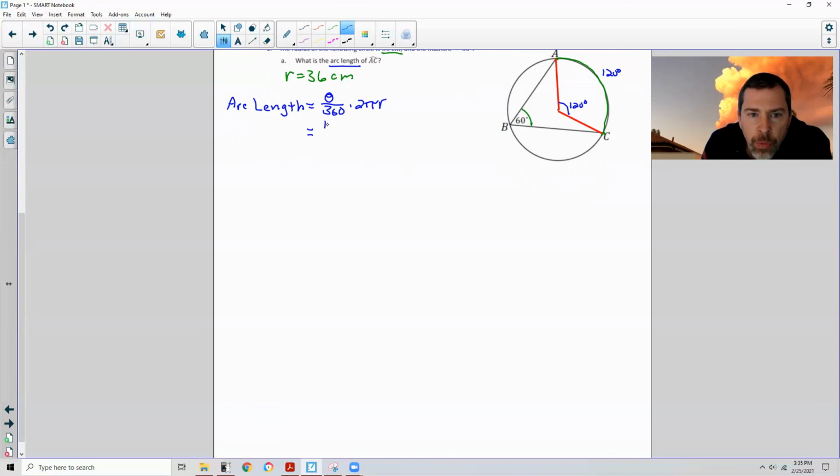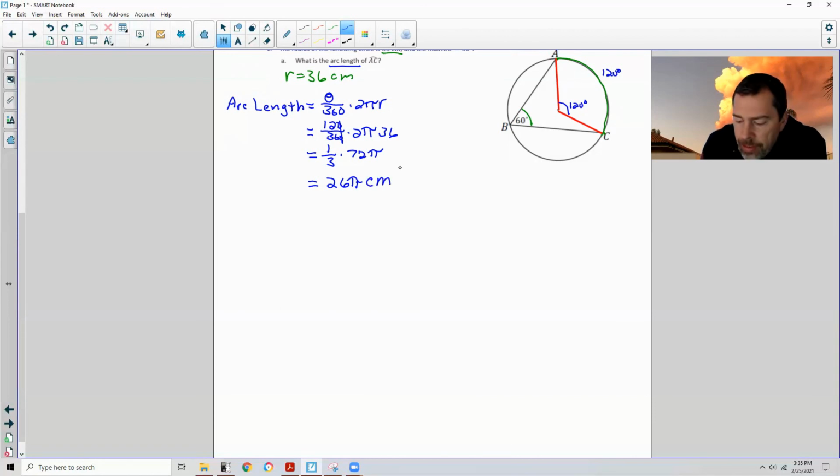Substitute my givens, 120 divided by 360 times 2 pi, radius of 36. The zeros cancel. 12 divided by 12 will go into 36 3 times. So that reduces to 1/3 times 36 times 2 is 72 pi. And 3 will go into 72 evenly. So 3 goes into 7 twice with a remainder of 1. And 3 goes into 12 6 times. So the arc length is 26 pi centimeters.